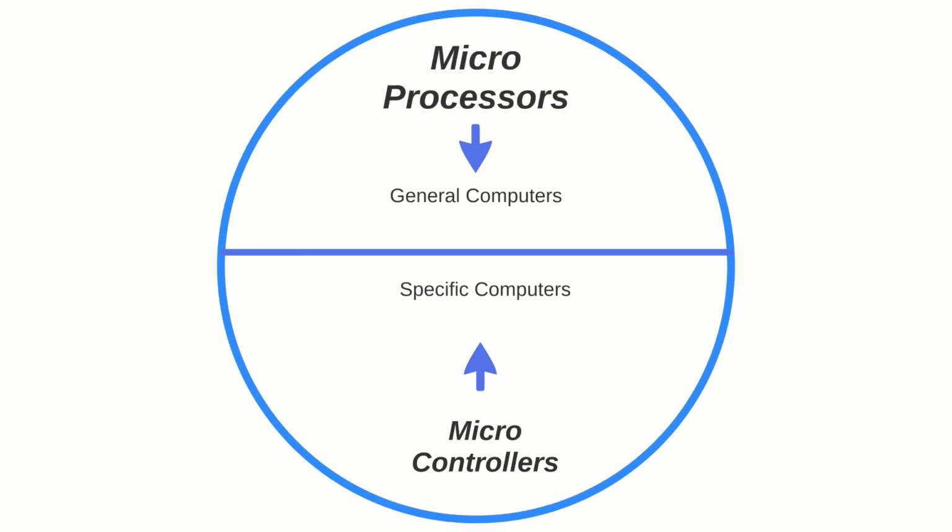In summary, microprocessors are used for general computers. On the other hand, microcontrollers are used for specific computers. That means, for example, if you are doing something specific, a microcontroller is enough. But if you're running many applications in your system, you need a microprocessor because the speed of a microprocessor is so high. However, the speed of a microcontroller is smaller, but still high for humans.